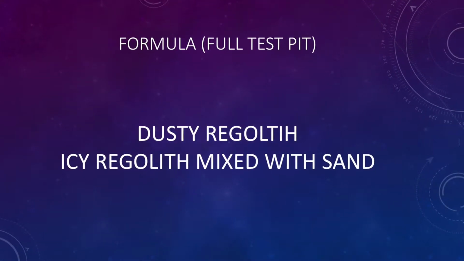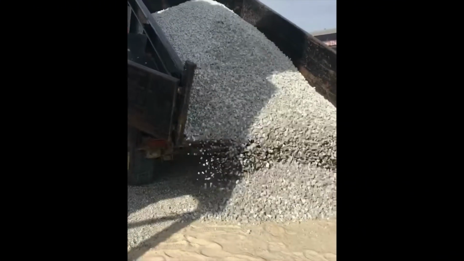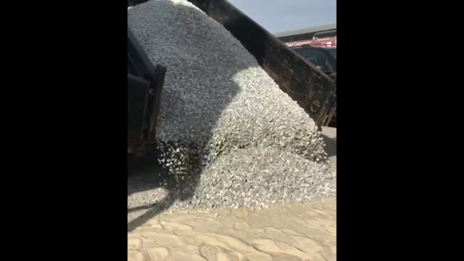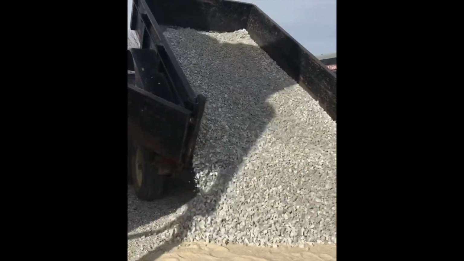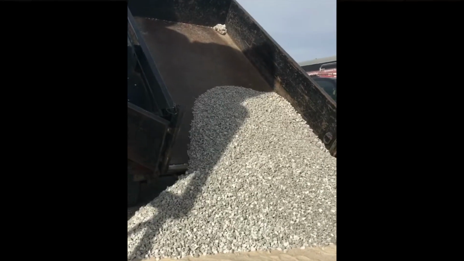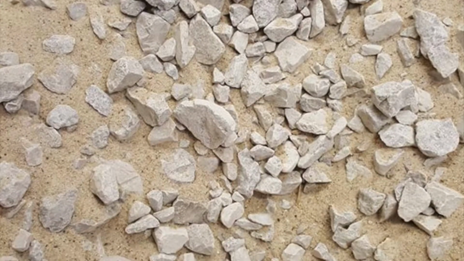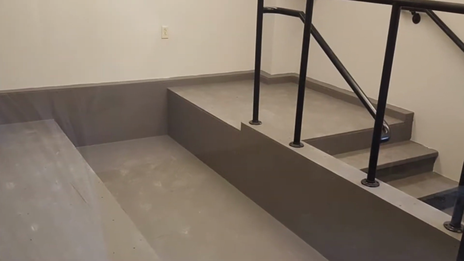For our simulated icy regolith, we used aggregate number 57 mixed with sand. We purchased 3,800 pounds of aggregate in order to fill our test chamber. The aggregate is similar to the simulated icy regolith we will have to mine at the NASA competition. This is an example of what our icy regolith looked like. Icy regolith was placed at the bottom section of our test chamber, filling it completely.